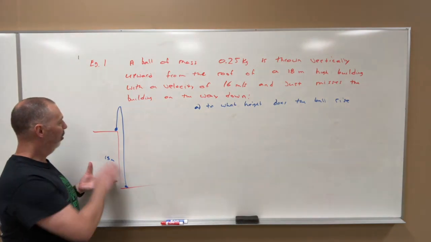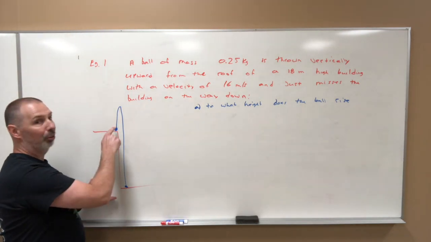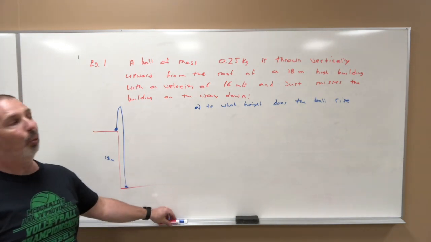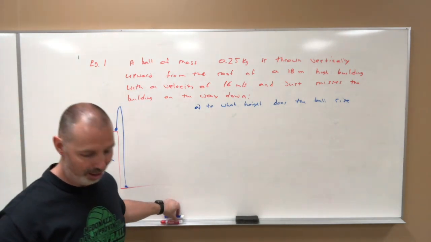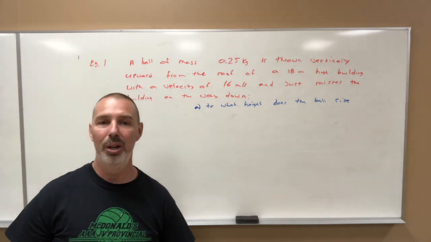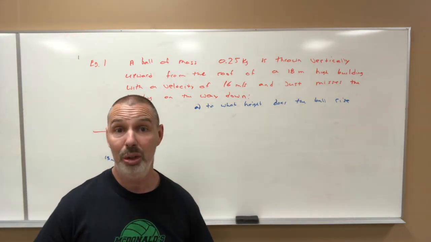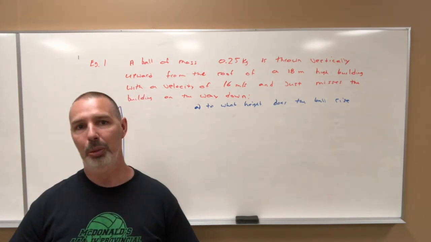So here's our diagram. We've got our 18-meter high building. We've got our ball that's being thrown upwards, reaching a certain height, coming back down. The first thing we want to find is to what height does this ball rise? Now, some of you will recognize this as a question we would have done in our kinematics unit either last year or even earlier on this year with projectile motion.